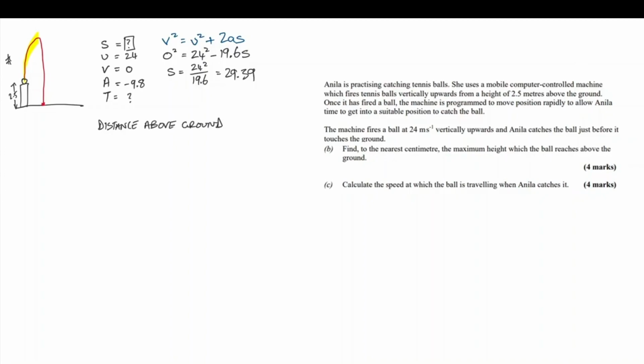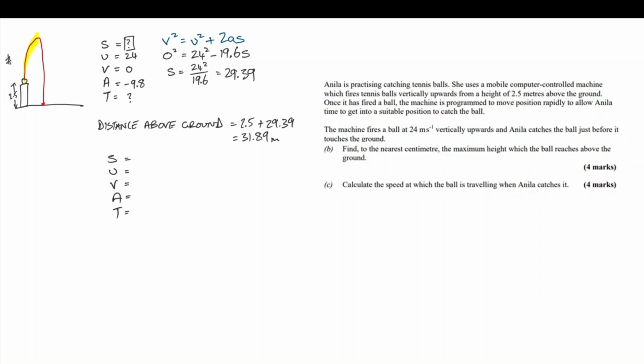We were asked to find the maximum height above the ground. That means we need to include the 2.5. The displacement is only from the point of projection to its greatest height. It's only a portion of the red line. We need to add in the 2.5. When we do, we get 31.89 meters. That is the height above the ground to the nearest centimeter.